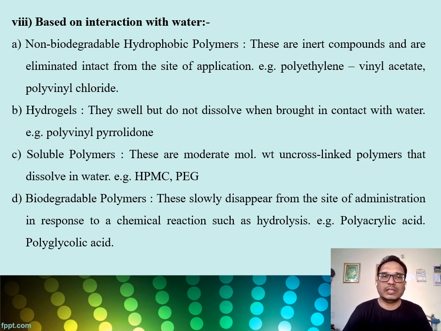The next type of classification of the polymers is based on the interaction with water. The first type in this is non-biodegradable hydrophobic polymers. These are inert compounds and are eliminated intact from the site of application. Whereas the second type is hydrogels. These polymers swell but do not dissolve when brought in contact with water. For example, polyvinyl pyrrolidone. This type of hydrogel is generally used in diapers, pads, etc.